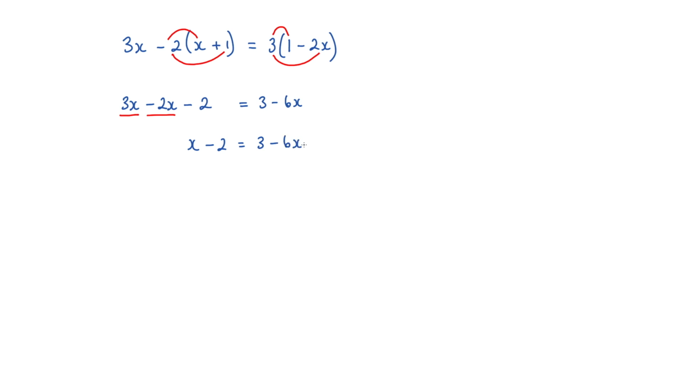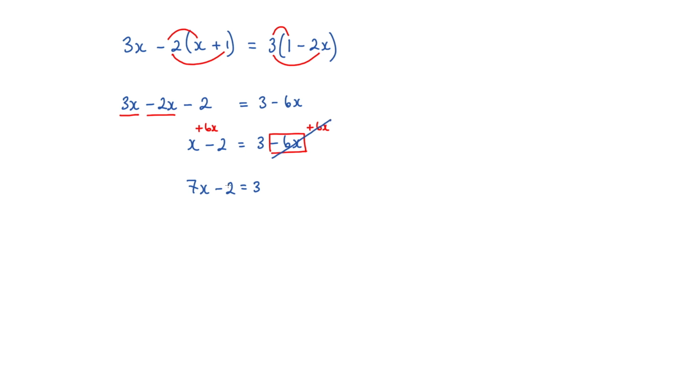Okay, so what I want is all the x's on the left-hand side and all the other numbers on the right-hand side. So this minus 6x here, in order to eliminate that, I would have to add 6x to this right-hand side, which means I should also add 6x to the left-hand side. Now when I do that, I will get x plus 6x, which is 7x. I've still got this minus 2 here, equals, I've still got the 3, but the minus 6x and the plus 6x, well, they've cancelled.